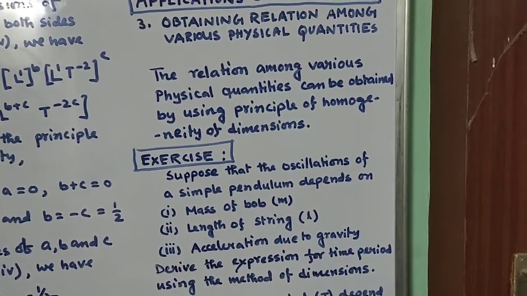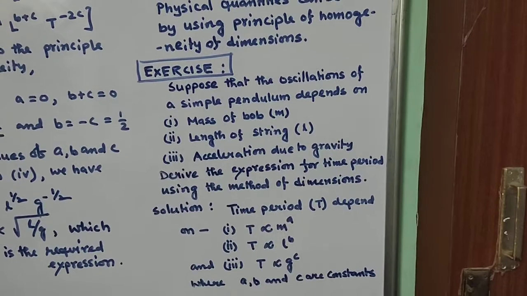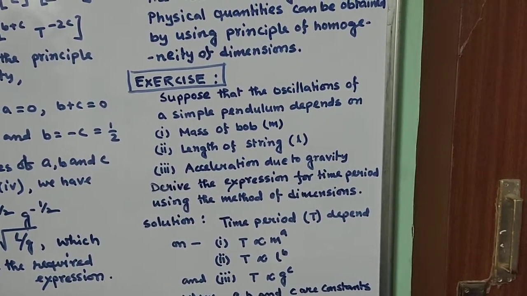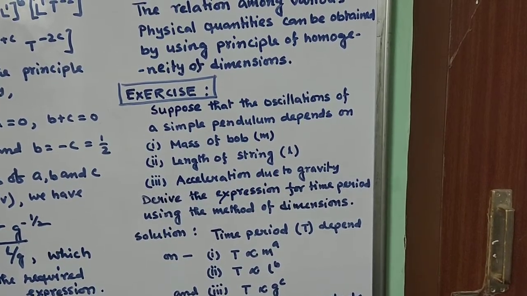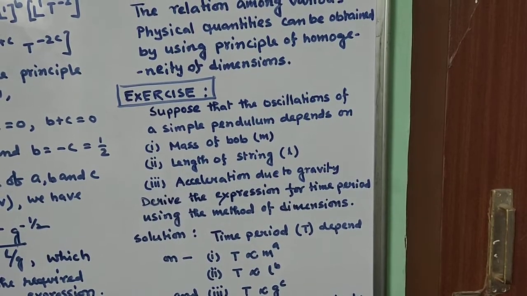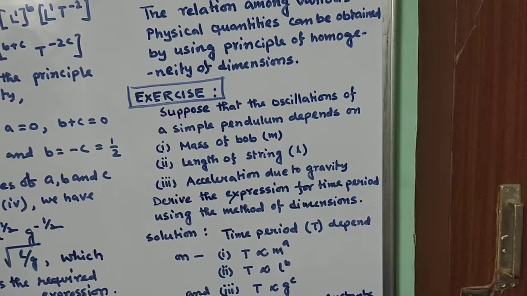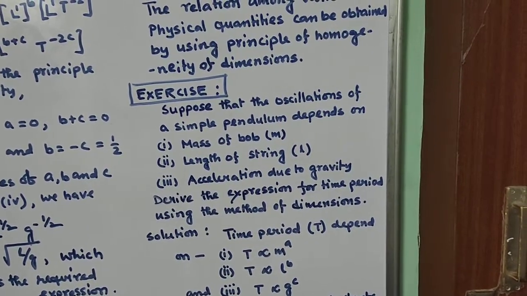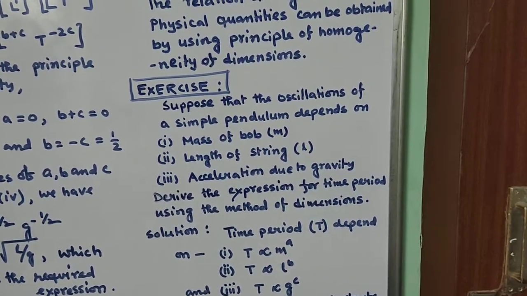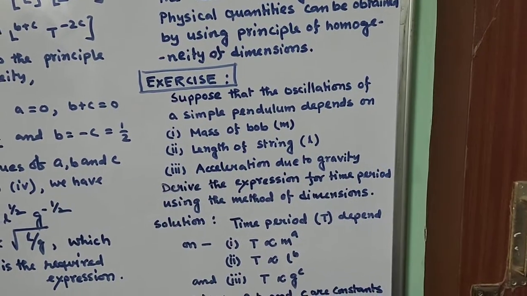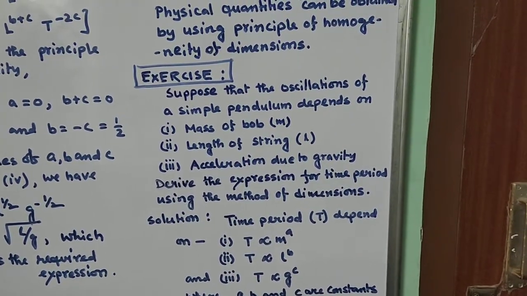So as we don't know how it depends, let me consider time period capital T depends on small m, that is your mass, with exponent a. So our job is to define the constant a. If we can define the constant a, then we can say how time period depends on mass. Similarly, for the length of the string, small l, it does not say how time period depends on length, but only that it depends on length. So let me consider T proportional to L to the power b. So our job is to define b.